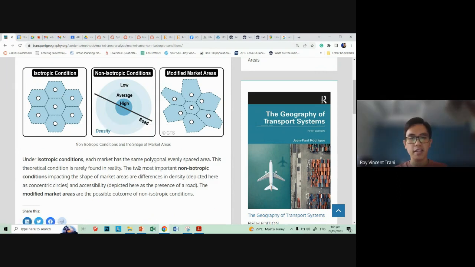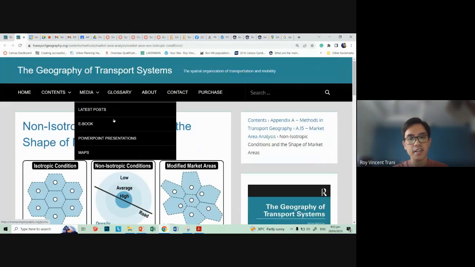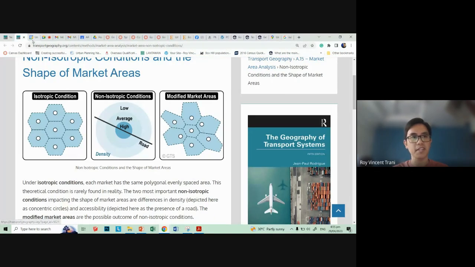The two most important non-isotropic conditions impacting the shape of market areas are differences in density, depicted here as concentric circles, and accessibility, depicted here as the presence of a road. So you have road and density. The most attractive is where density is high and there's access, basically a CBD or a center. Then the modified market areas are the possible outcome of such non-isotropic conditions. We had the theory that market areas in ideal conditions would be hexagonal, but in reality, they would look more like this, the uneven polygons, basically. Okay.